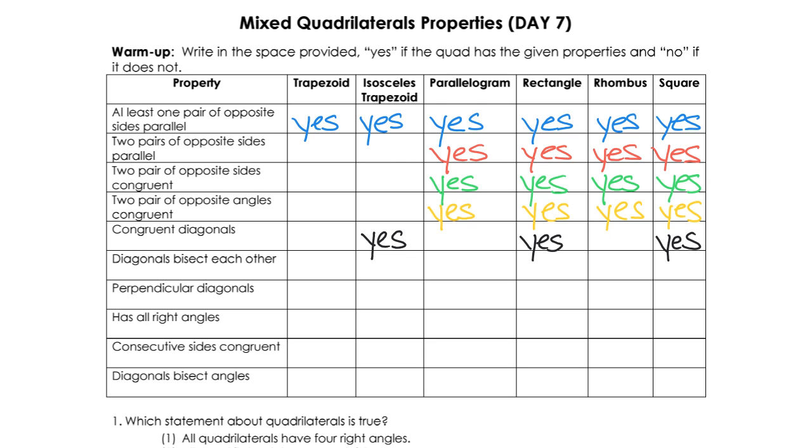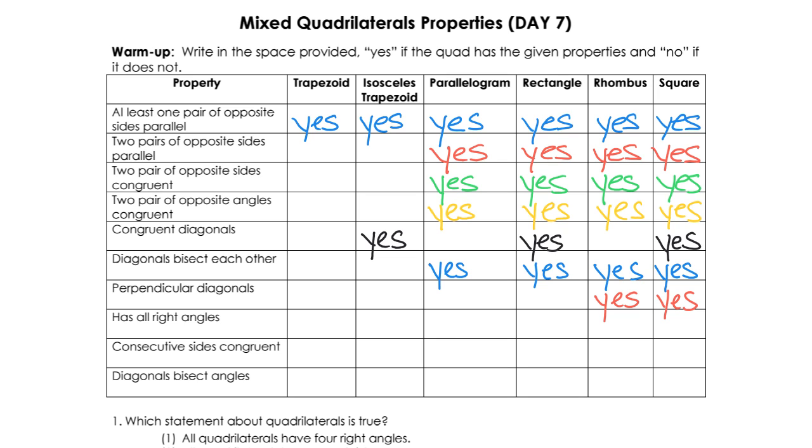Okay. All right, diagonals bisect each other. That happens in a parallelogram, and therefore it will happen in all the parallelograms, including the rectangle, the rhombus, and the square, where the diagonals cut each other in half, where the point where they intersect is the midpoint of each diagonal. Then we get to perpendicular diagonals, and that did not happen until the rhombus. And since a square is a rhombus, it will happen in it too.